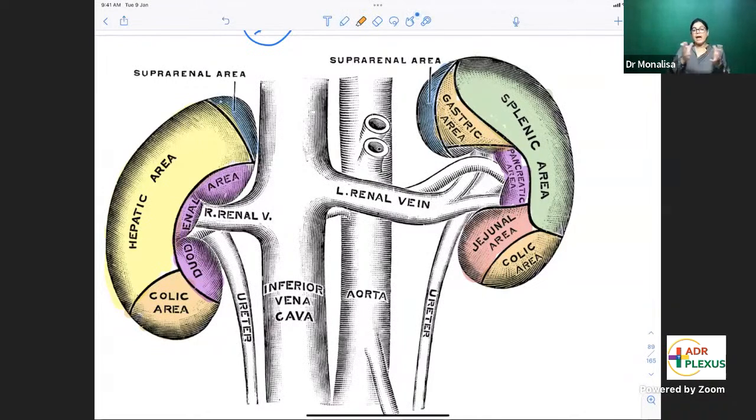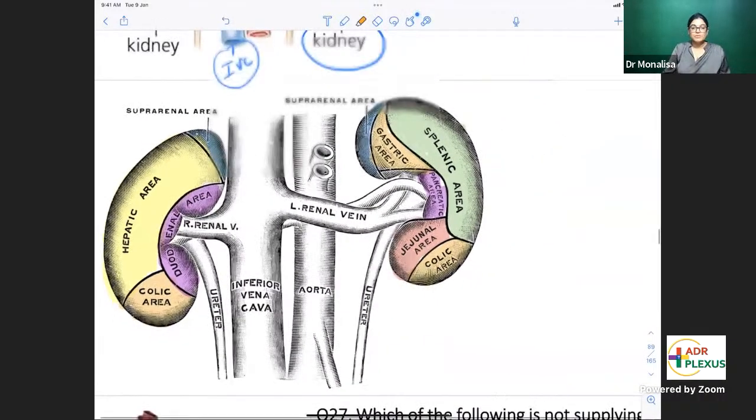So in this diagram, we can appreciate that jejunal area is also related on the right-hand side. So definitely splenic area is related to the anterior lateral aspect of the left kidney. So that is the right answer here. Let's move on to the next one.